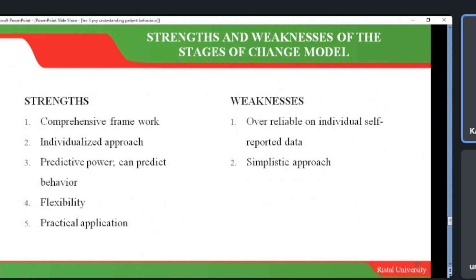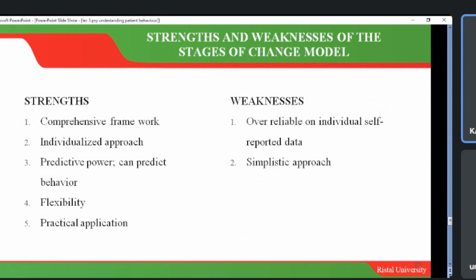Then it has a practical application. We can apply it even in daily life, in that individuals, before taking any action, will actually go through those stages. That's why I have told you to please be focused on these stages so much, because they are very important when we are implementing healthcare.